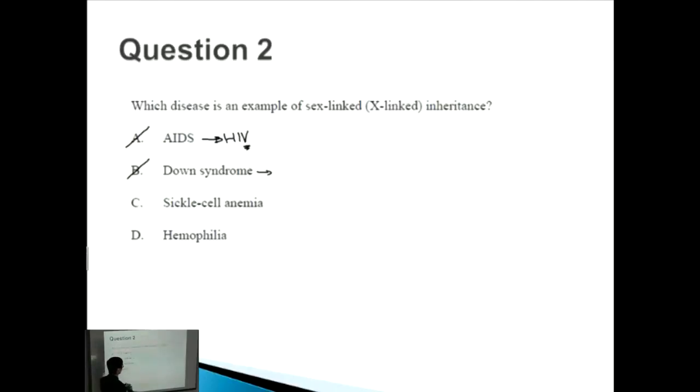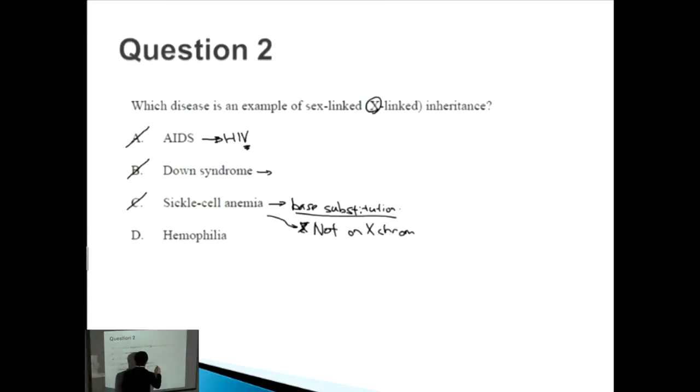There's usually no way that you can inherit it. Sickle cell anemia is incorrect once again, because that is due to a base substitution. It's caused by a base substitution mutation, so generally not sex-linked. Furthermore, if it's sex-linked, it's got to be either on the X or the Y chromosome, in this case the X chromosome, and the hemoglobin gene is not on that. So the hemoglobin gene is not on the X chromosome, so therefore it's not X-linked. So then the final one is correct. We're talking about hemophilia.